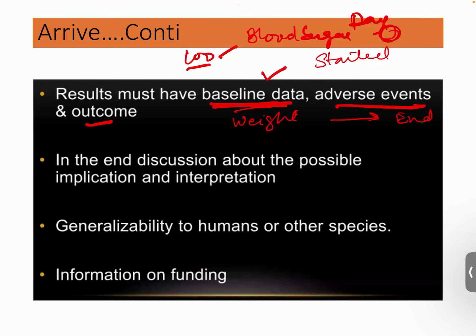In the end, the discussion about possible implications and interpretation: if there are some implications, they should be discussed, and how this is related to humans and other species, and how you are going to use this research in other ways, because you have done research on an animal. The life is there, then there is a responsibility for what you are going to do with this research. And of course, the information about the funding.